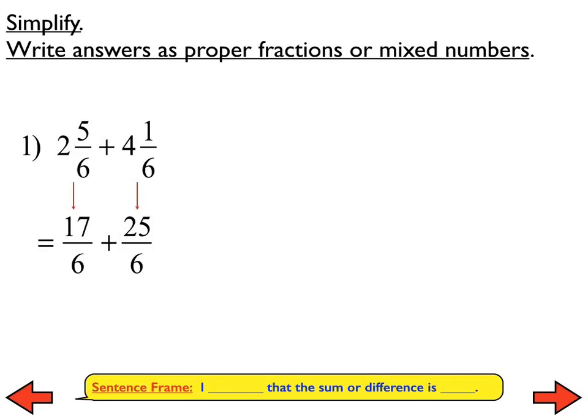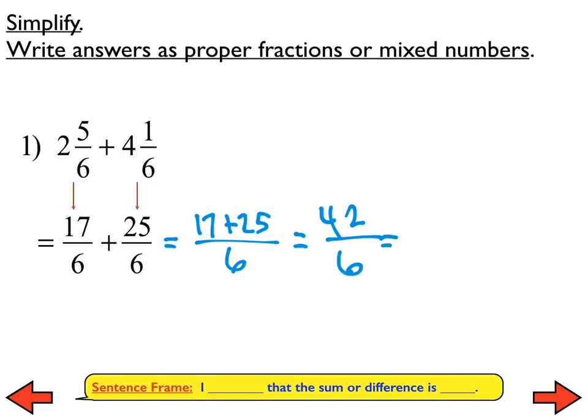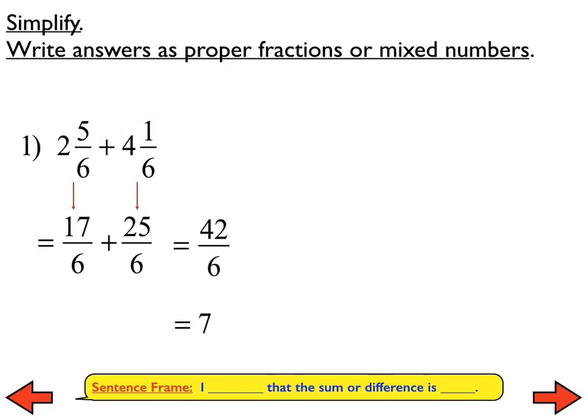Rewrite it as a combined numerator. 17 plus 25 all over 6. What's 17 plus 25? 42 divided by 6 happens to be a whole number, just 7. So the sum, since it's an addition problem, is 7. Or mixed number. Well, proper, this is proper.